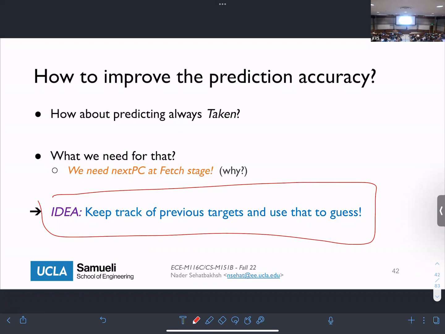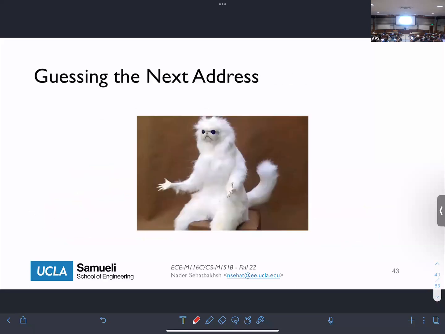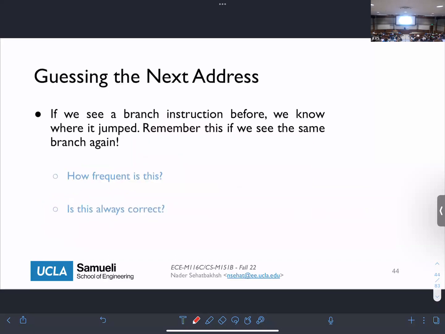So what we are going to do is use this table to keep track of things that we did in the past. And we're going to use this idea that, okay, for the first time, maybe we cannot do this, but the second time that we see this, we can use it because this is the same address that we have seen before. So maybe we can reuse that address. Okay. So what we're trying to do is guess the next address, or next PC, using this kind of table that I'm going to describe in the next few slides.